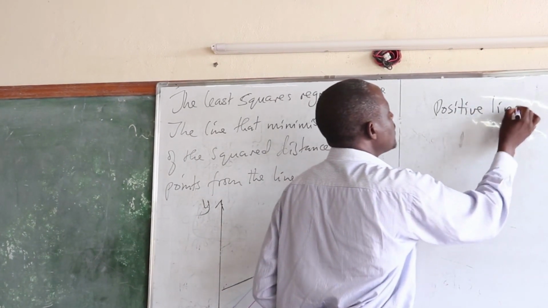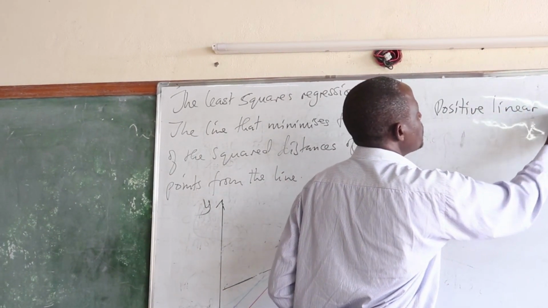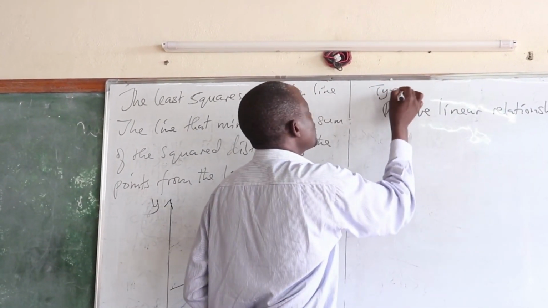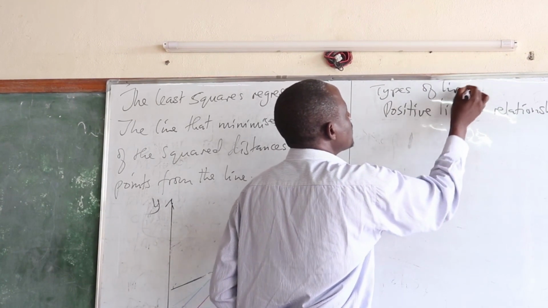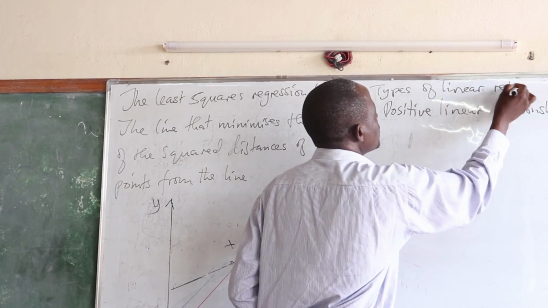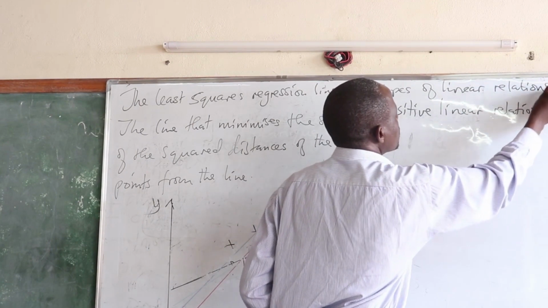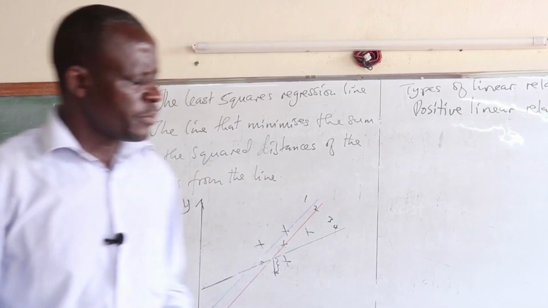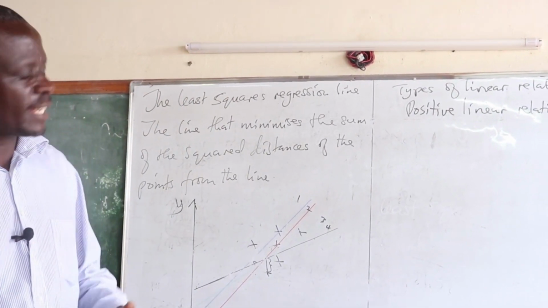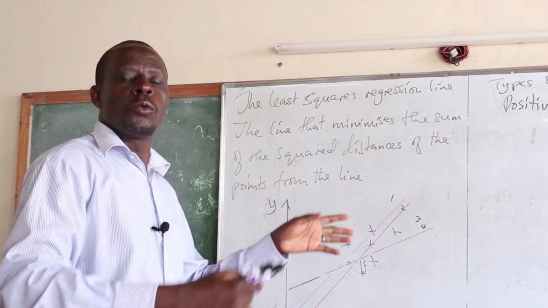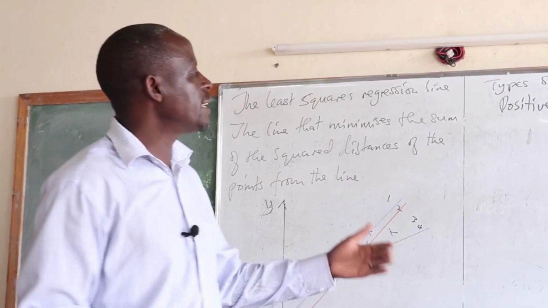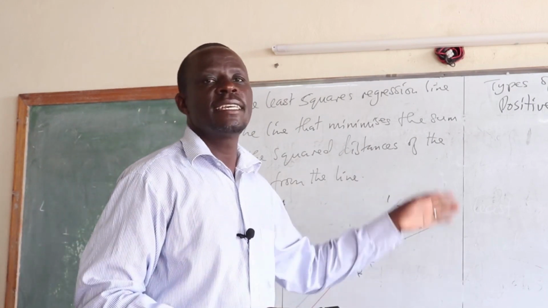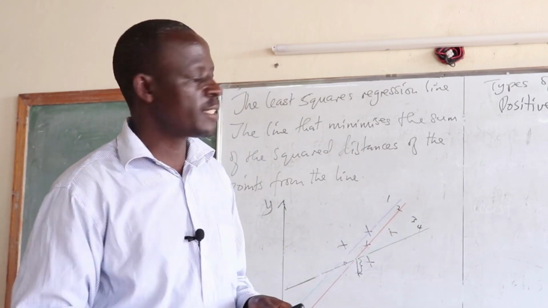positive linear relationship. So we are looking at types of linear relationship. The positive linear relationship is when there is an increase in y when x is increasing. In other words, when x is increasing and y is also increasing, then we are saying there is a linear relationship.